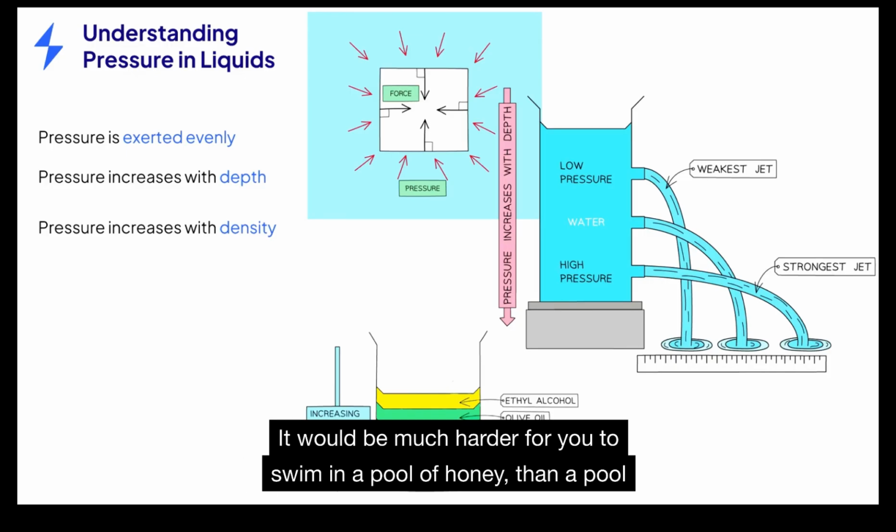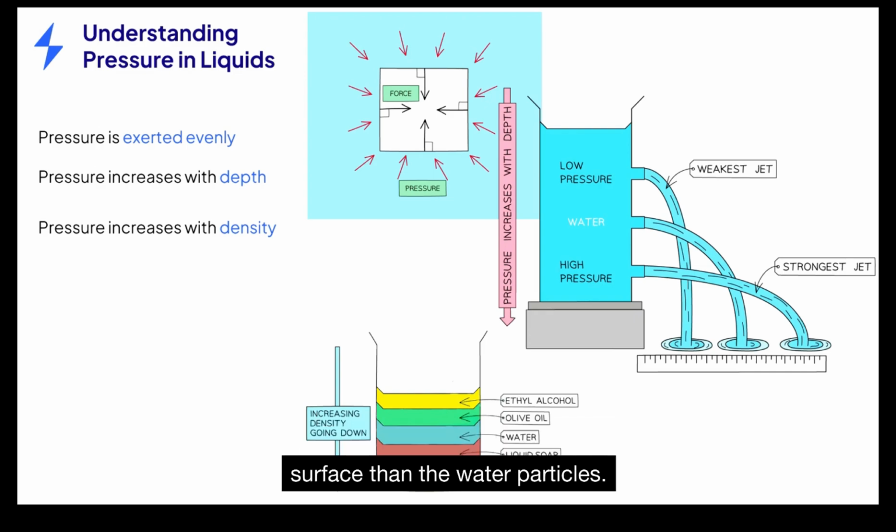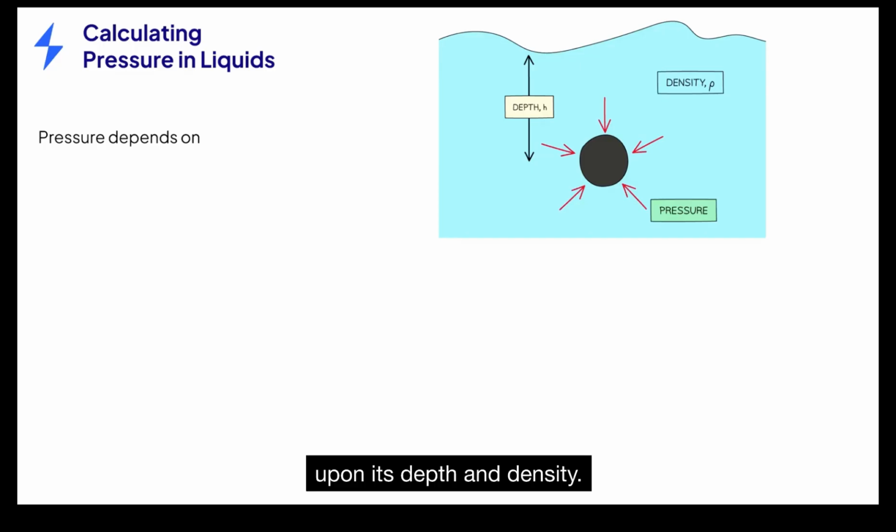It would be much harder for you to swim in a pool of honey than a pool of water because the particles of honey apply higher pressure on your surface than the water particles. The pressure acting upon an object suspended in a liquid depends upon its depth and density.